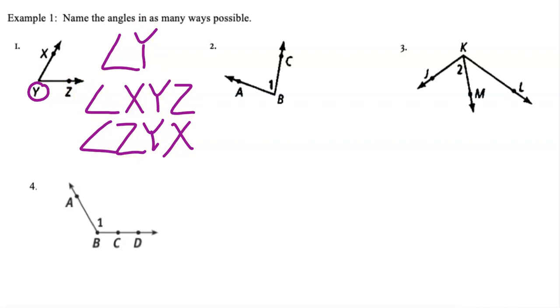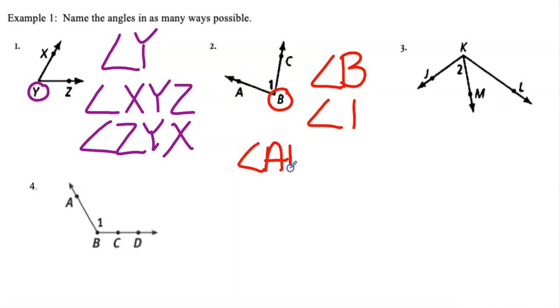Okay? Another example, number 2, I'm going to use my vertex letter for angle B. I have a number 1, so angle 1. And then I can use my 3 letters, A, B, C. So angle A, B, C. And then reverse would be angle C, B, A. Okay? Let me know if you have any questions.